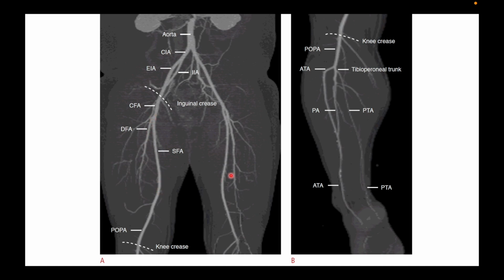And then the superficial femoral artery goes on to become the popliteal artery. Popliteal artery then gives off the first branch, which mostly is the anterior tibial artery, and then it continues as the tibioperoneal trunk, which then divides into a posterior tibial artery and a peroneal artery.